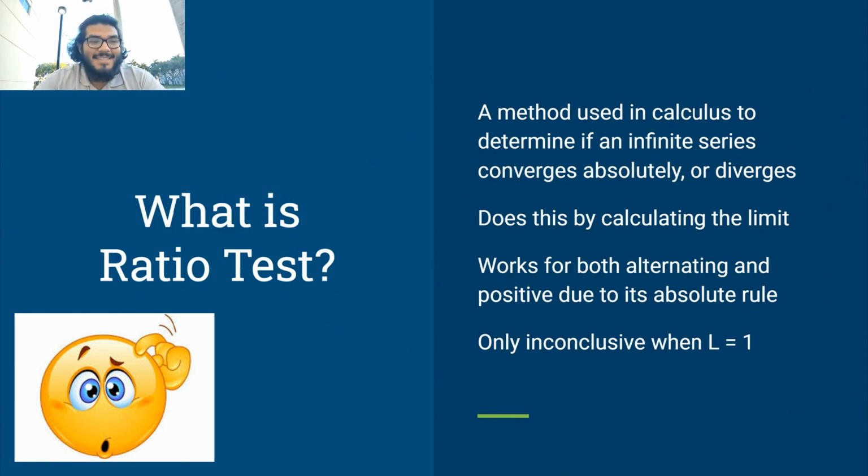It does this by calculating the limit of the ratio, and if it does not equal one, then it converges or diverges. It works both for positive and alternating series due to its absolute value, and we can go into more detail on that in this video. The only downside is that when the limit equals one, it is inconclusive, which means you can just use another test.